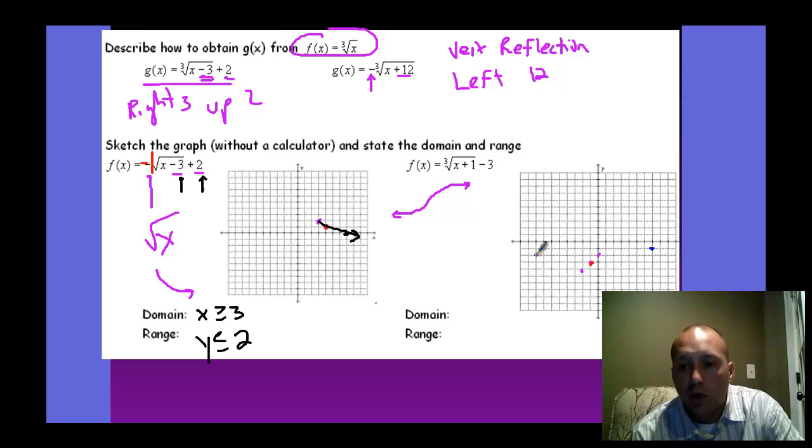So that's again the cube root of 8. We go left 8, 1, 2, 3, 4, 5, 6, 7, 8. I can go down 2 to get that point. If you don't like moving off of this point, finding points from that point of inflection, you could still make a table.